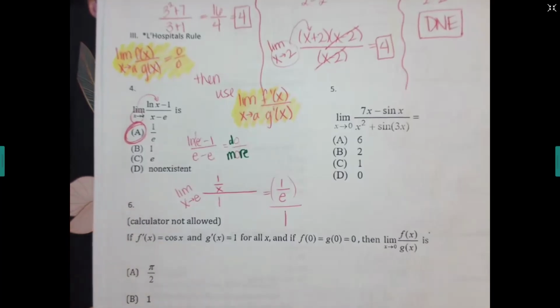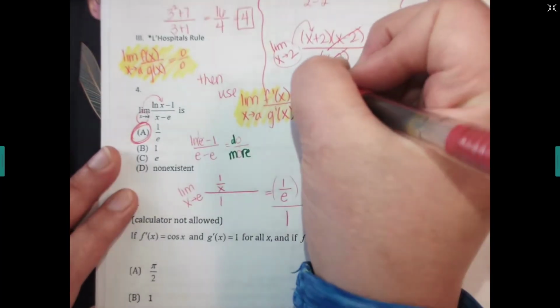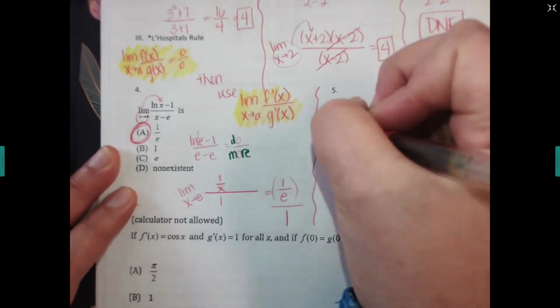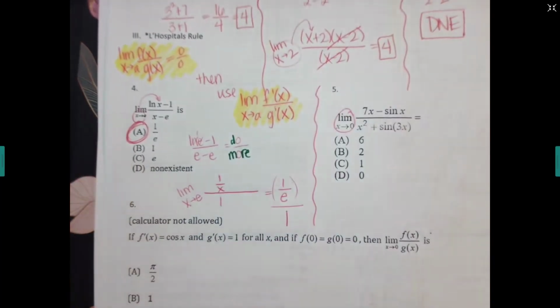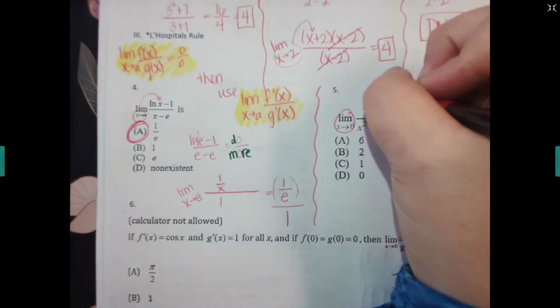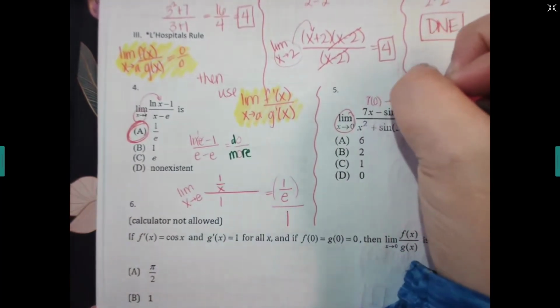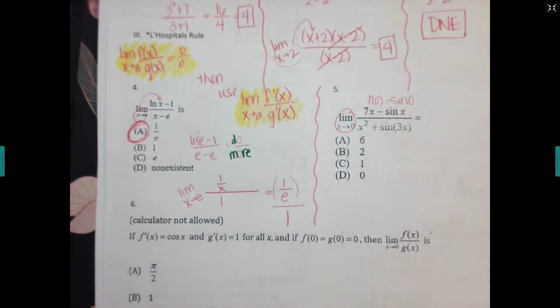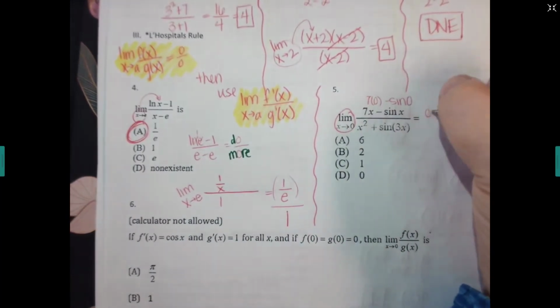All right, let's try one more of those. Take a look at number 5. First thing I want you to do is plug in that 0. So I'd have 7 times 0 minus the sine of 0. 7 times 0 is 0. Sine of 0 is 0. Subtract them, you're going to still get a 0 on top.